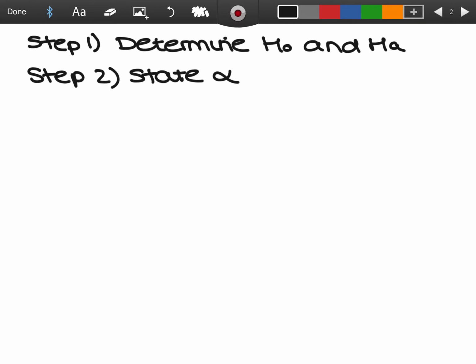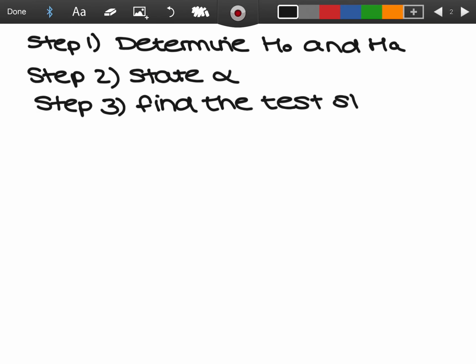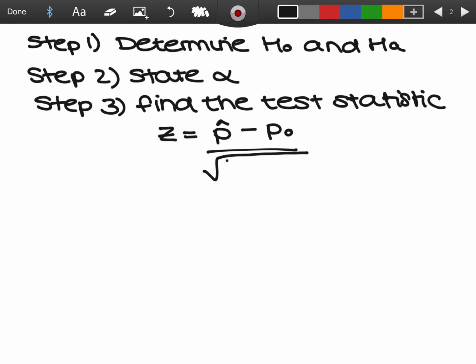Step 3 is to find the test statistic. And that is what we've just said. That's that Z score, that Z value that we just talked about, which is the Z transformation. And it looks very much like the last one. It's just that your standard deviation over the sample size looks slightly different this time. But it's very much the same as what we've done before.